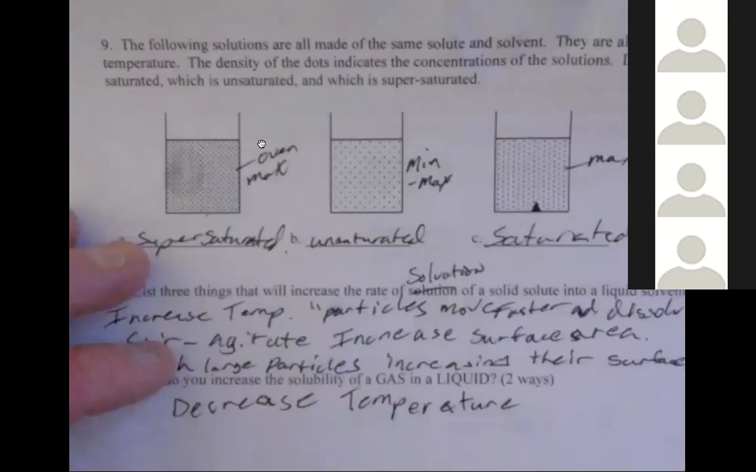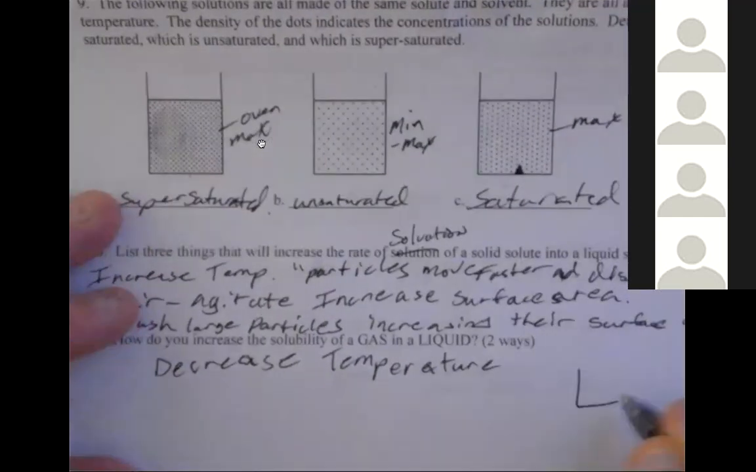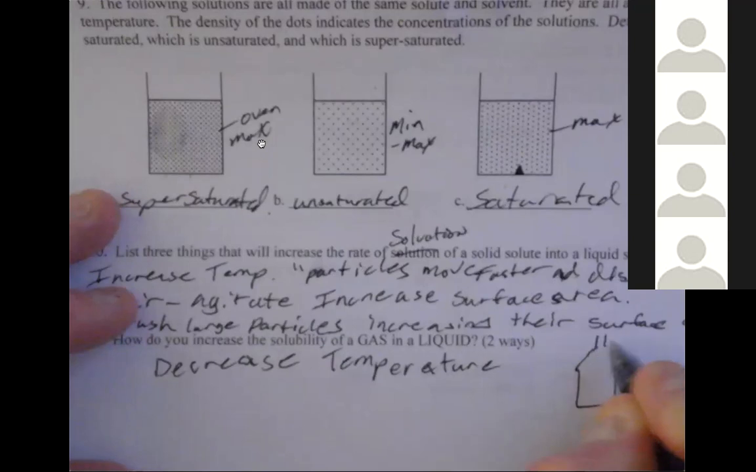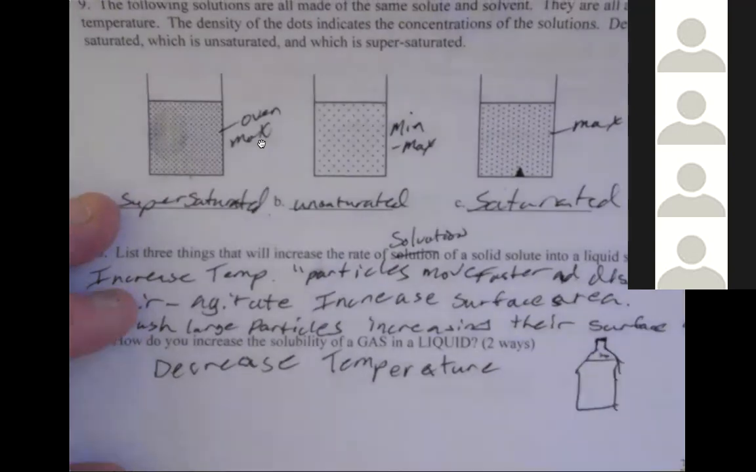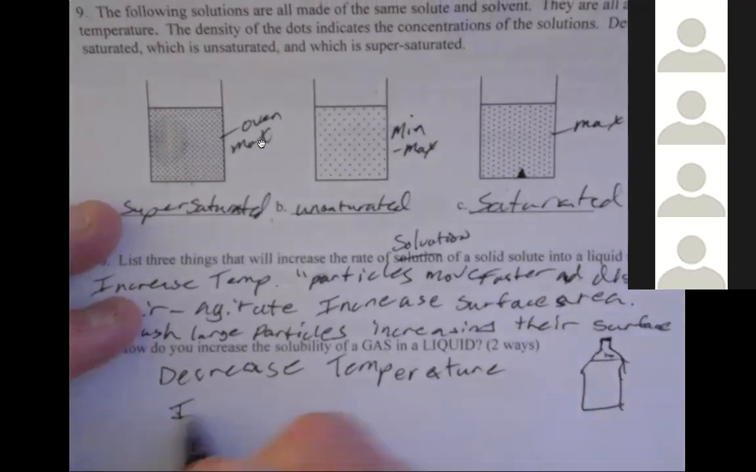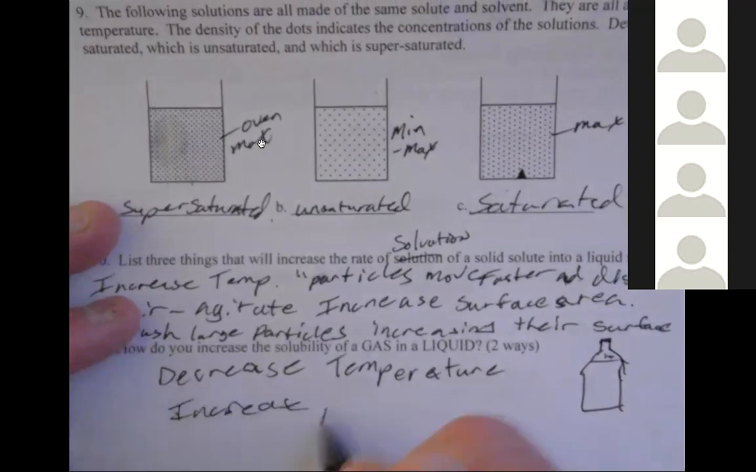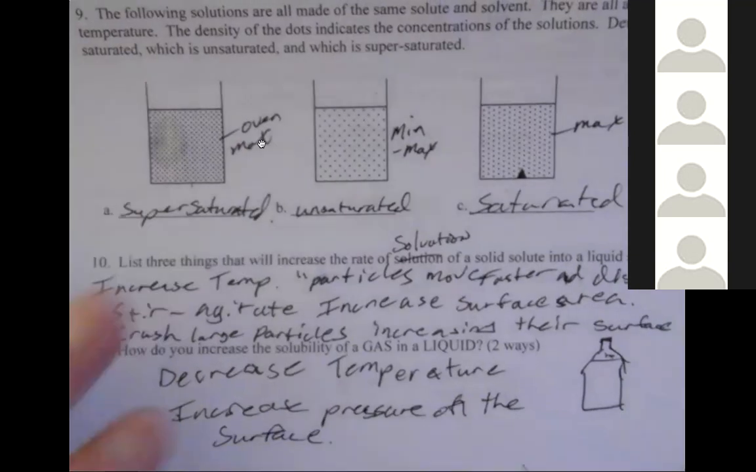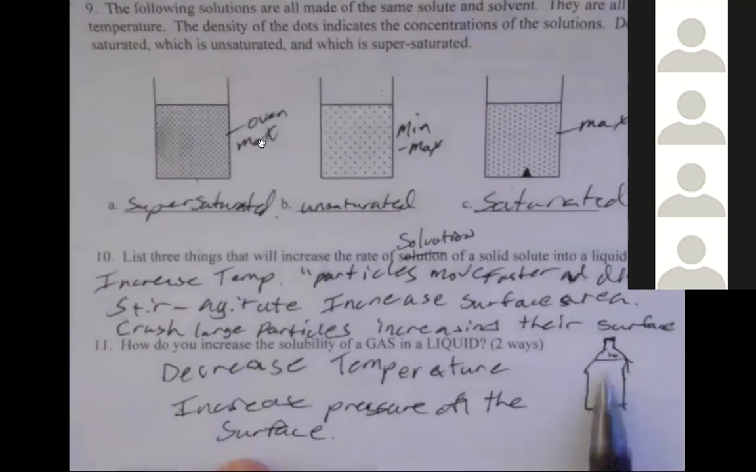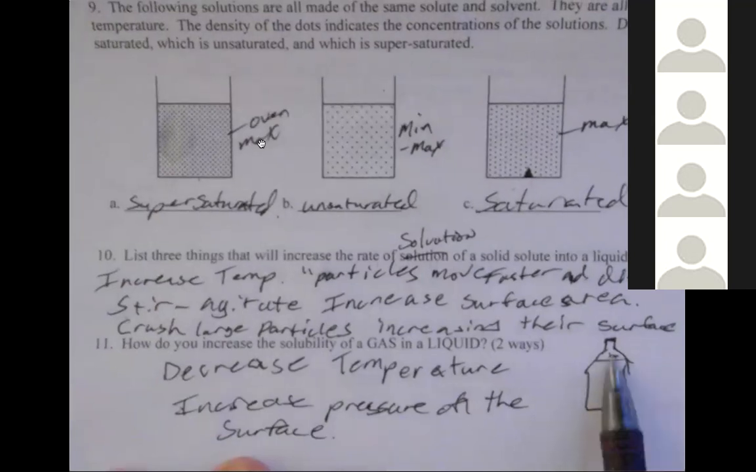If we have a solution, let's say that solution is soda, and we want to make it more carbonated. If we increase the pressure on the surface, well then, it cannot escape because it's being pushed back into solution.